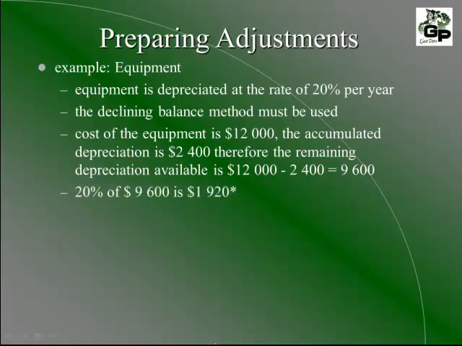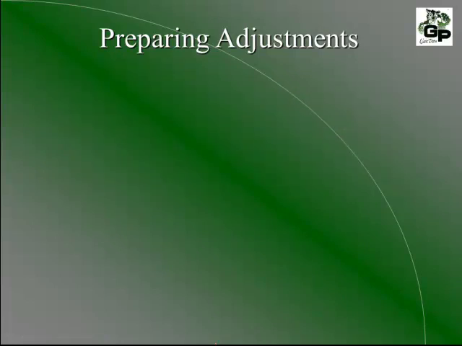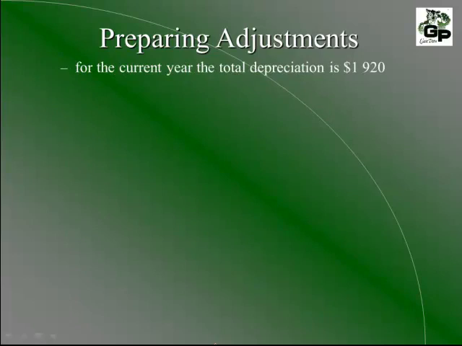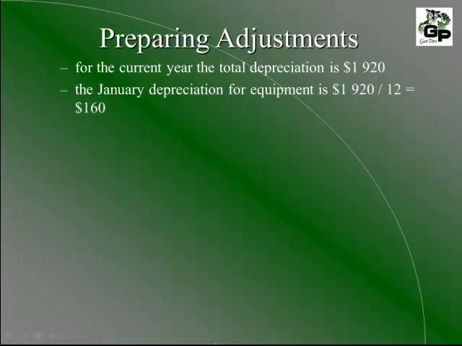20% of $9,600 is $1,920. For the current year, the total depreciation is $1,920. In January, the depreciation for the equipment is this yearly amount, $1,920, divided by 12, which represents the 12 months, which is $160.